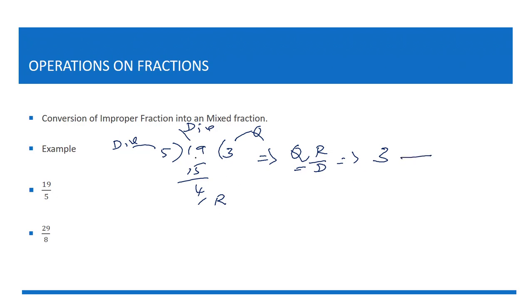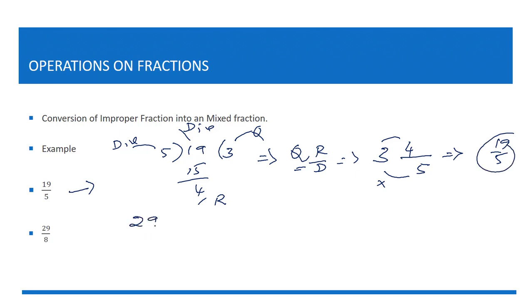Divisor, don't take dividend, divisor. Divisor is 5, right? And remainder is 4. Now you can check this: 3 4 by 5 is the mixed fraction of 19 by 5. Now convert it: 5 3s are 15, 15 plus 4 is 19, 19 by 5. Hope you are understanding, right?